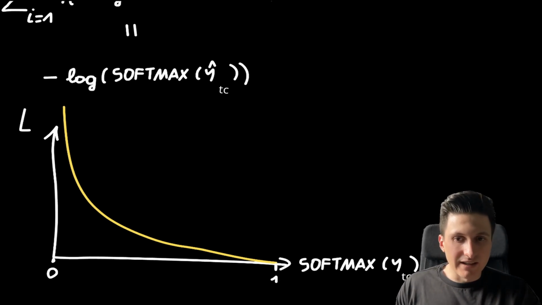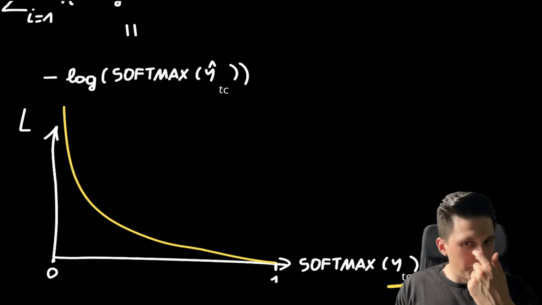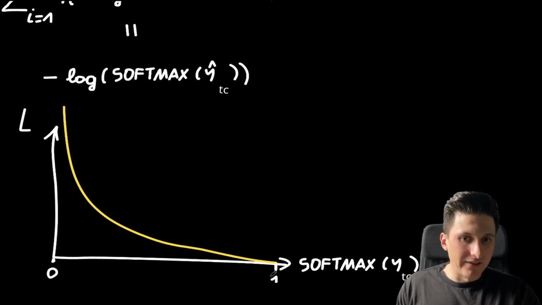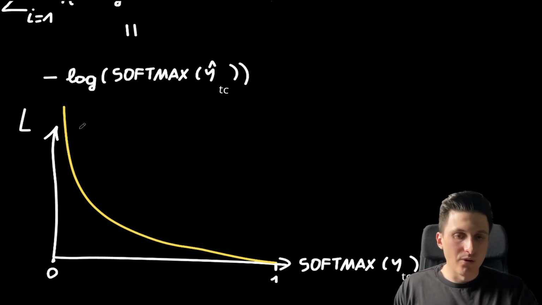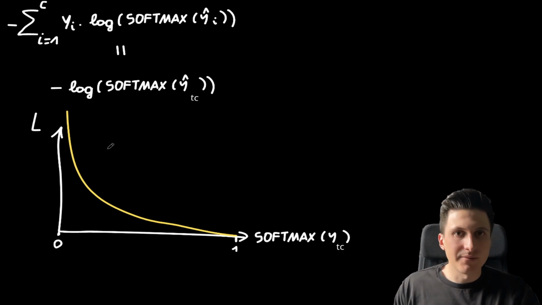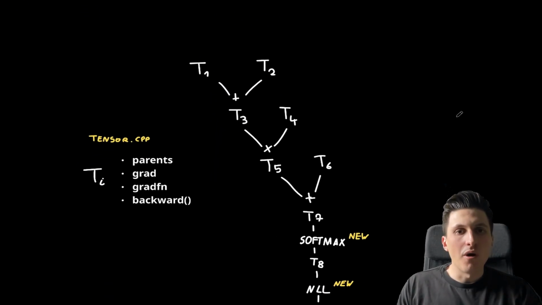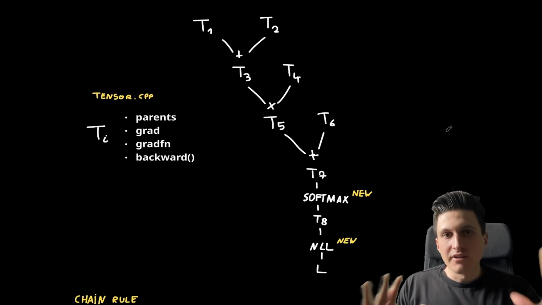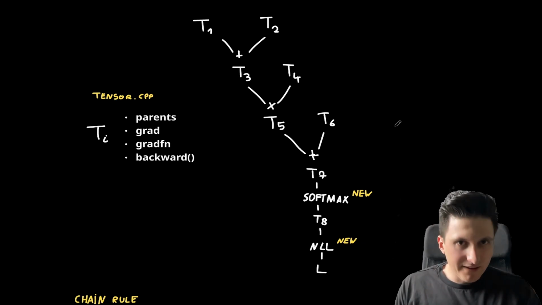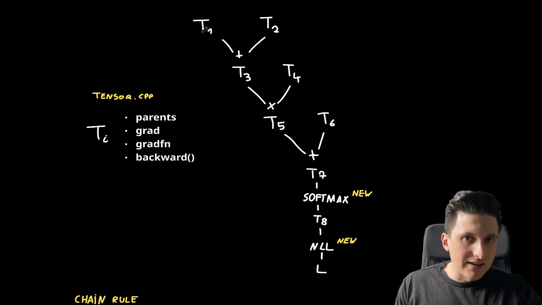And because every number after being softmaxed is between 0 and 1, we can plot it as follows. Basically, if we assign a probability of 1 to the true output, the loss will be 0. And if we assign a very low probability, then the loss will simply increase. So this also corresponds intuitively to what we would expect.